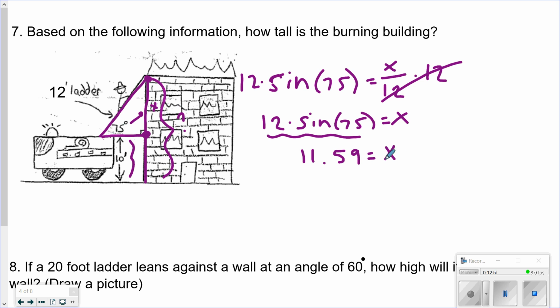But now remember, that's not the height of the entire building. I need to add 10 to that to figure out the entire length of the burning building. So 11.59 plus 10 feet gives us 21.59, which will be our final answer.